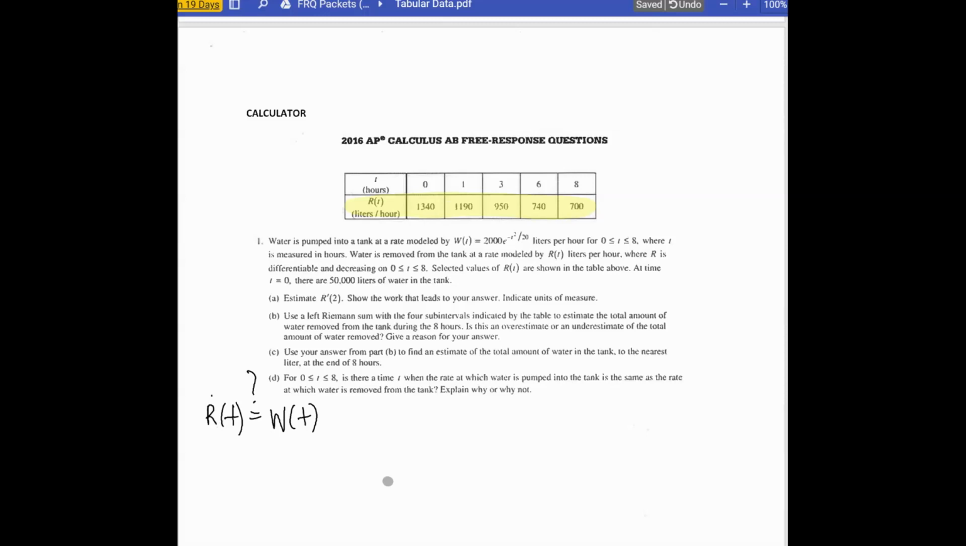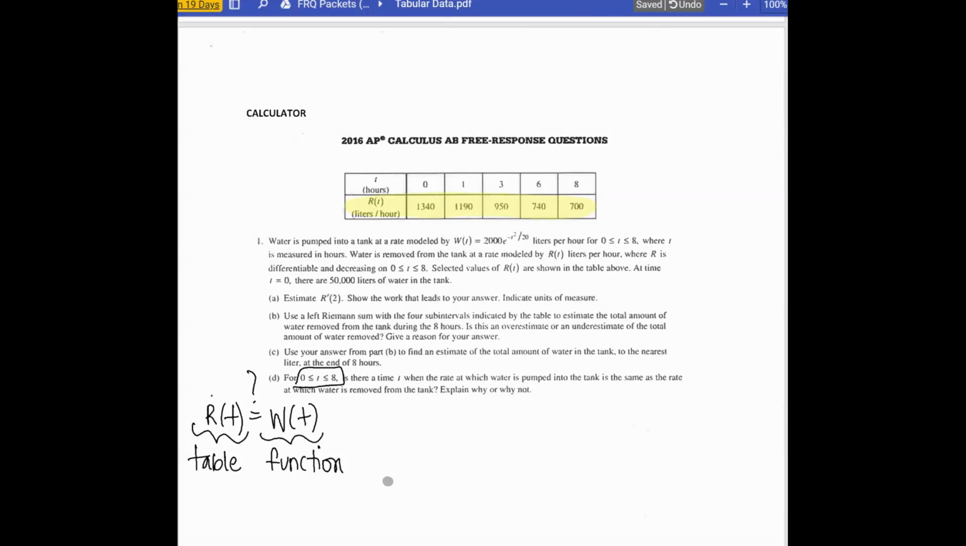R of t is given as a table, and W of t is given as a function. So for one of them we're going to use the points right from the table, and for the other we're going to use our calculator. The issue is we don't know how to graph R of t, because if we did, we would graph R of t and W of t and just find where they cross. We do have two endpoints though, so we really have two different scenarios.